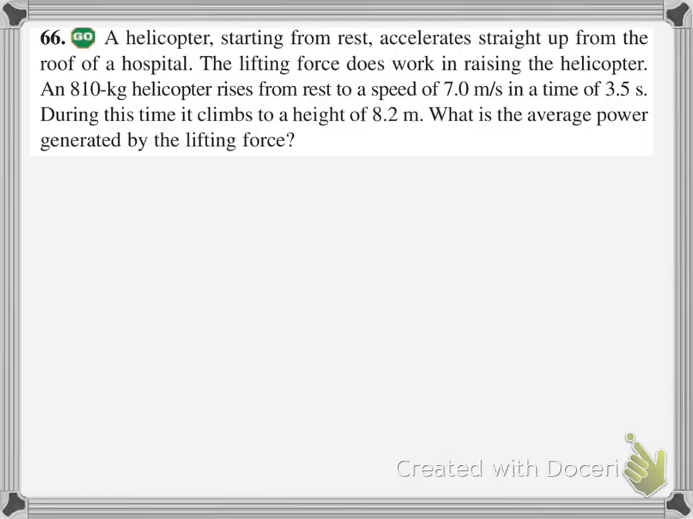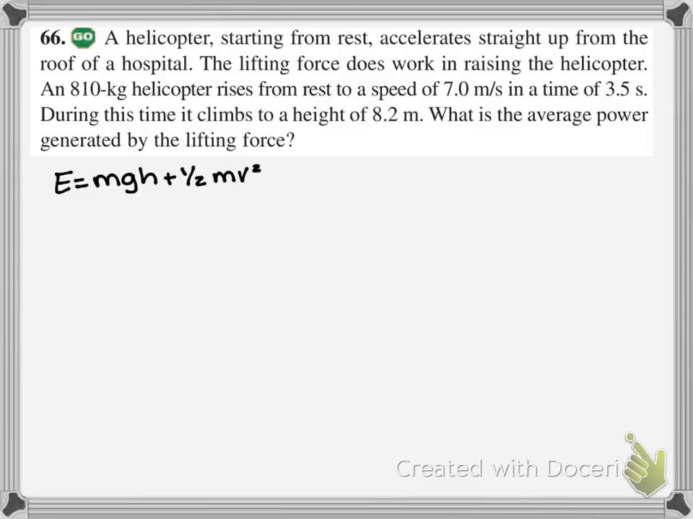So for this problem, we needed to find the average power, which we know is equal to the work divided by the time. And our work is going to be equal to our entire energy. And we know that energy is equal to the potential energy plus the kinetic energy. Potential energy is mgh, the mass times the gravity times the height, and the kinetic energy is 1/2 the mass times the velocity squared.